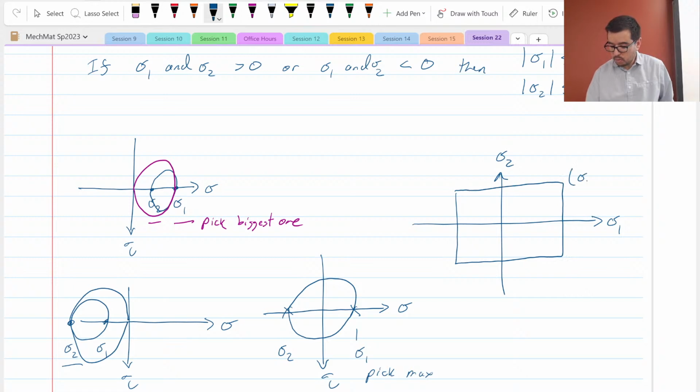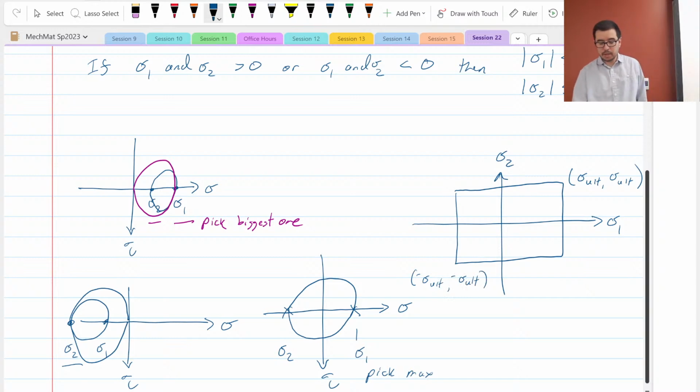This corner right here is sigma ultimate. This corner right here is negative sigma ultimate, okay? And you want to be in the box. So in the box, we do not have failure. Outside the box, you have failure.